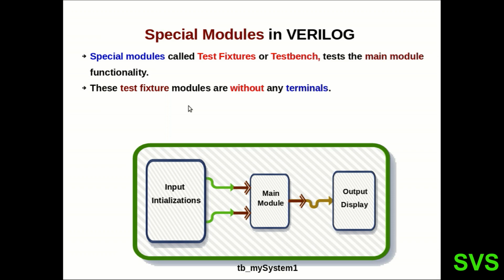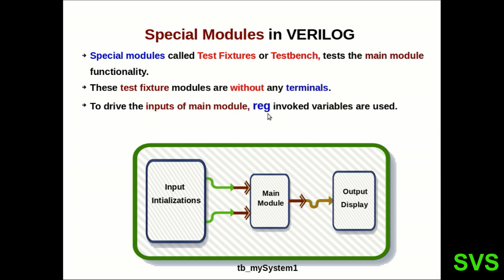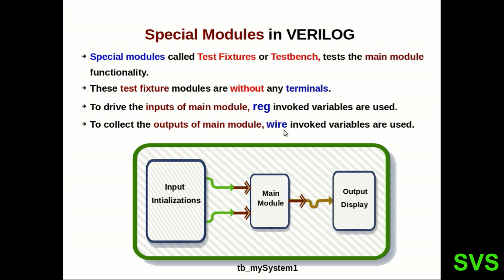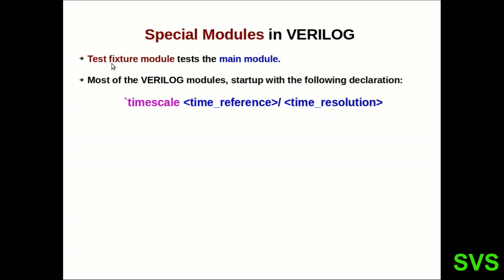So we define the driving part for the input of the main module as register variables, and then to collect the output which is the result of the excitation of the main module by the input, that will be defined as a wire variable. Similarly, in most Verilog modules, the startup declarations can be seen as shown. So we are taking it here since in the test fixtures we need to create a lot of delays and clocking schemes.